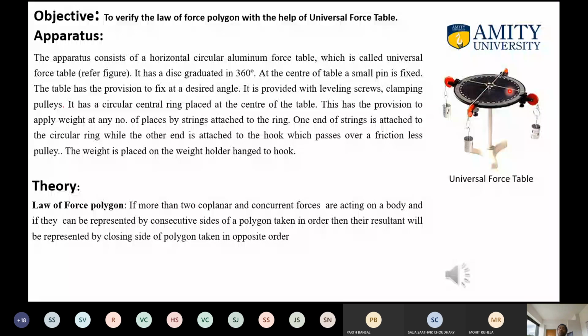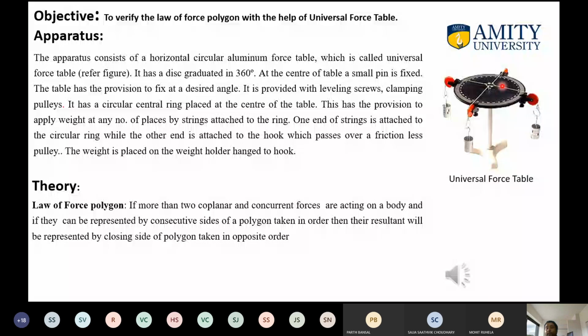This is the first thing you have to do. You have to put the weights in such a manner that the ring is in the central position, on the pin. This is the first step. Put all the weights on the different pulleys or hooks and adjust the ring here. The ring should be in the center position.